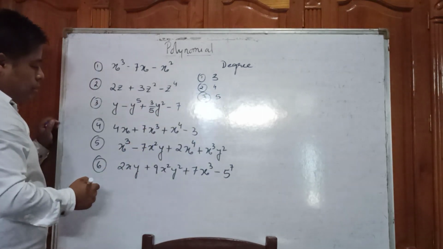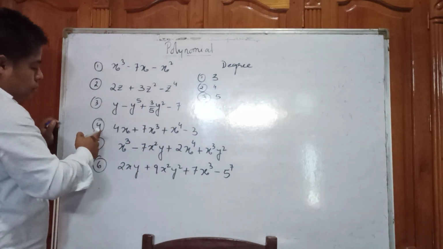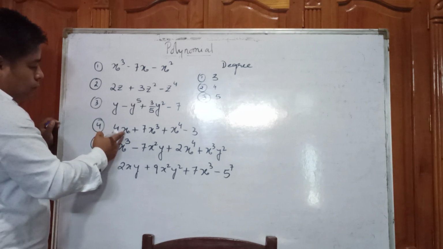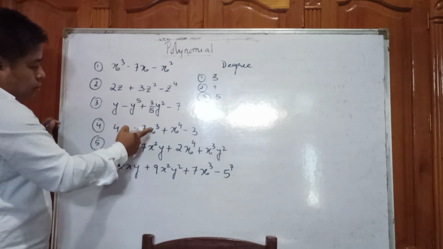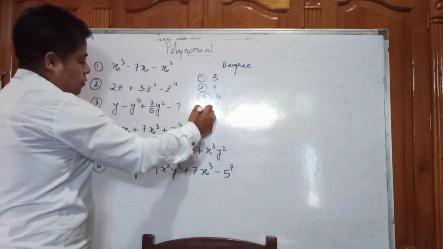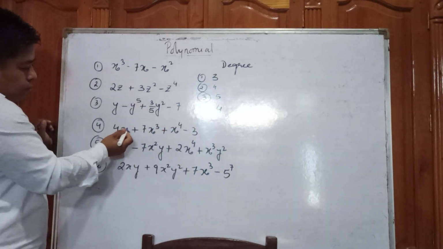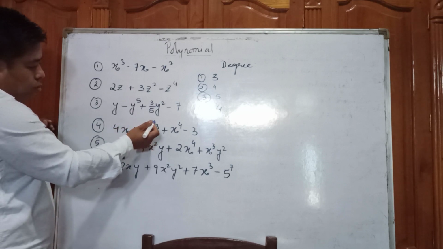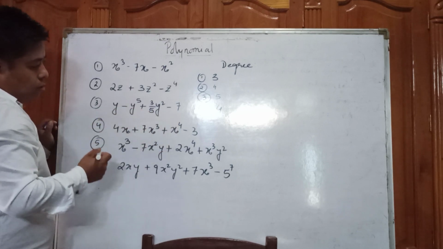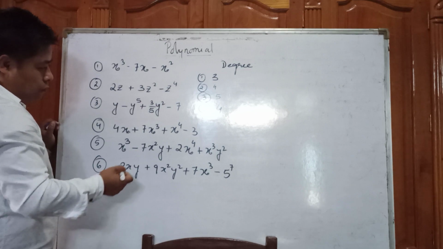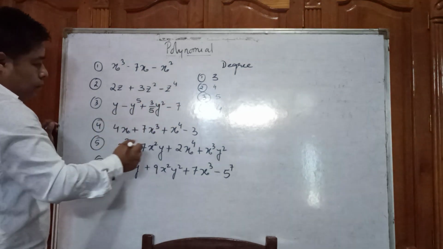Therefore the degree is 5. Now for example number 4, the powers of the variable are 1, 3 and 4. Therefore the degree is 4. The highest is 4. Here the power is 1, here the power of the variable is 3, here the power of the variable is 4. The biggest is 4. Therefore the degree is 4 again.